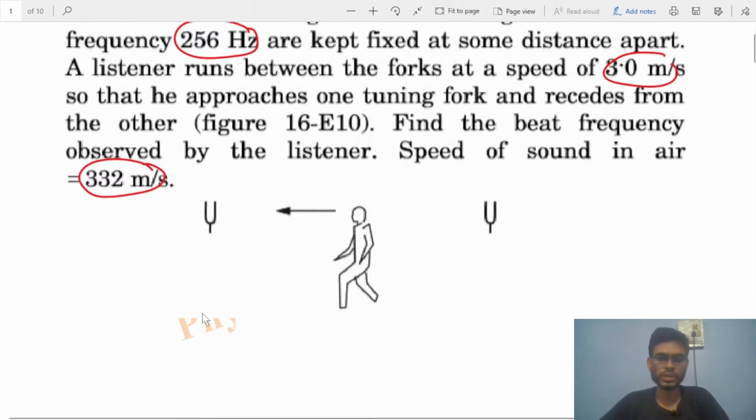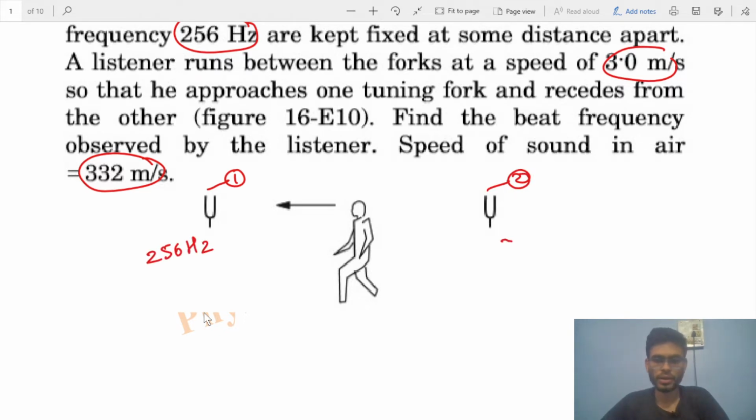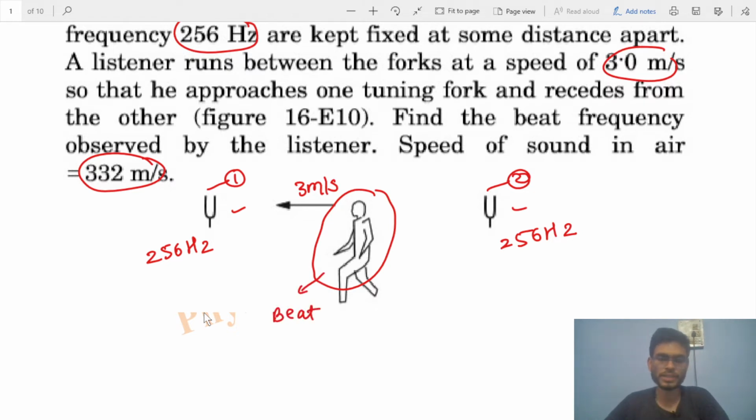Fine. So what is given? You can see हमारे पास दो tuning forks हैं. Let's say tuning fork 1 and tuning fork 2. इनका जो frequency है same है, that is 256 Hz, right? इसका भी 256 Hz है. And एक listener है जो कि move करता है with a speed of 3 meter per second such that it is moving towards tuning fork 1 and moving away from tuning fork 2. So we have to find out a beat frequency for this listener, right? So कैसे find out करेंगे?